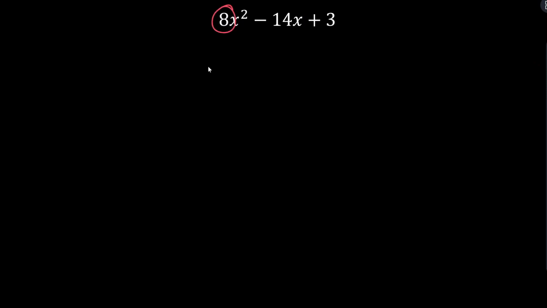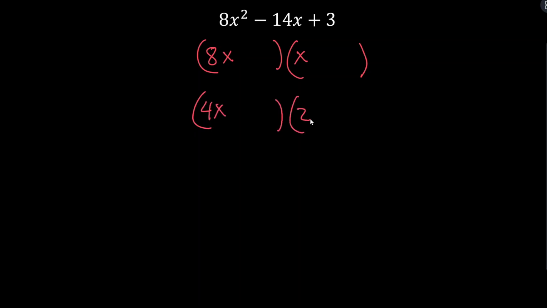8, right? So now we're not dealing with a prime number. We have some choices here, right? Let's see, is there a common factor? No. Okay, so that sucks. So what are our choices? 8x and x. That's one of them. Those multiply together to give us 8x squared. What else? 4x and 2x. Awesome. All right, so we have two different choices for pairs of first terms.